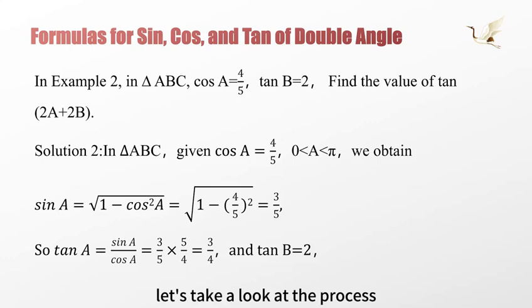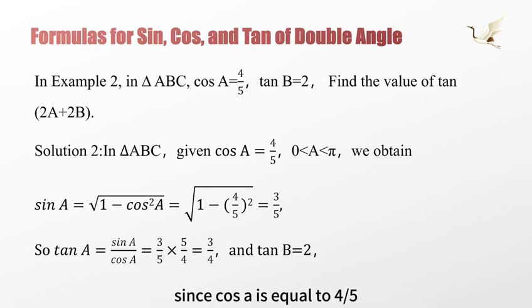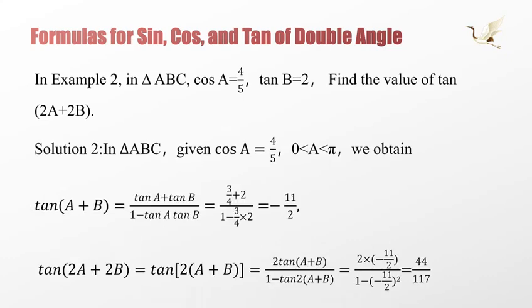Let's take a look at the process under this problem-solving approach together. Since cosine A is equal to 4/5 and 0 is less than A and A is less than pi, we obtain that sine A is equal to the root of 1 minus the square of cosine A, which is equal to 3/5. Therefore, tangent A is equal to sine A divided by cosine A, which is 3/4. Also, because tangent B is equal to 2.